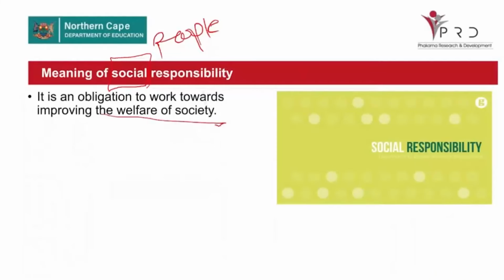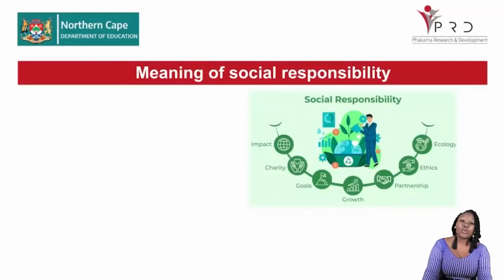Of society. So by society, we're referring to people. The first unit that we're going to look at is social responsibility. Now let us look at the meaning of social responsibility. Already the word says social. So we know social has to do with who? With people. So what is it that businesses need to do in terms of social responsibility?